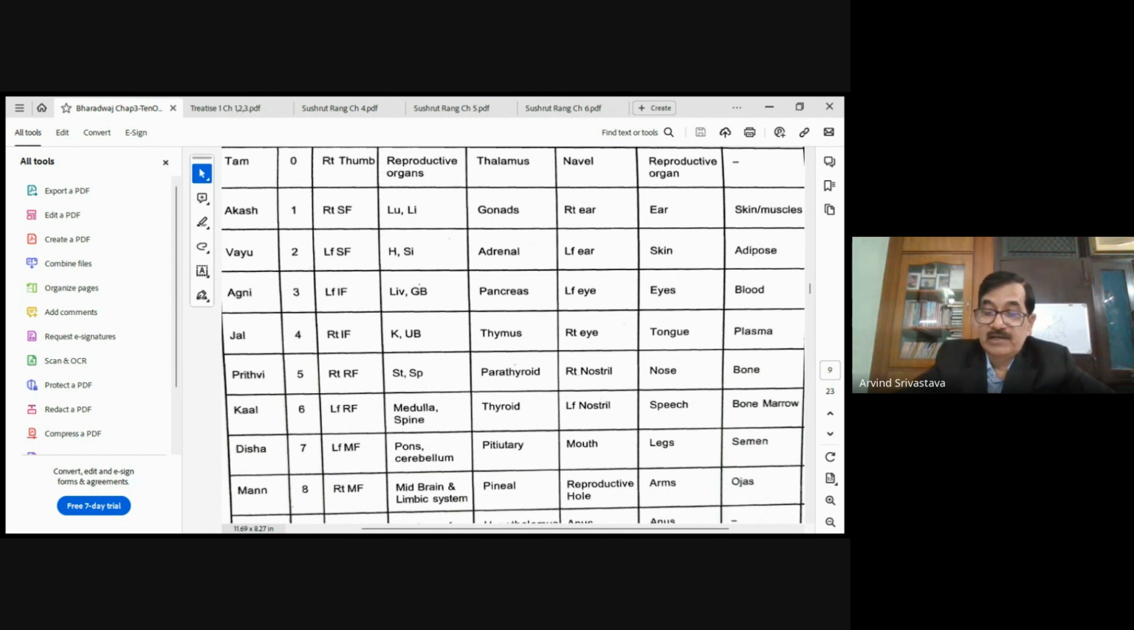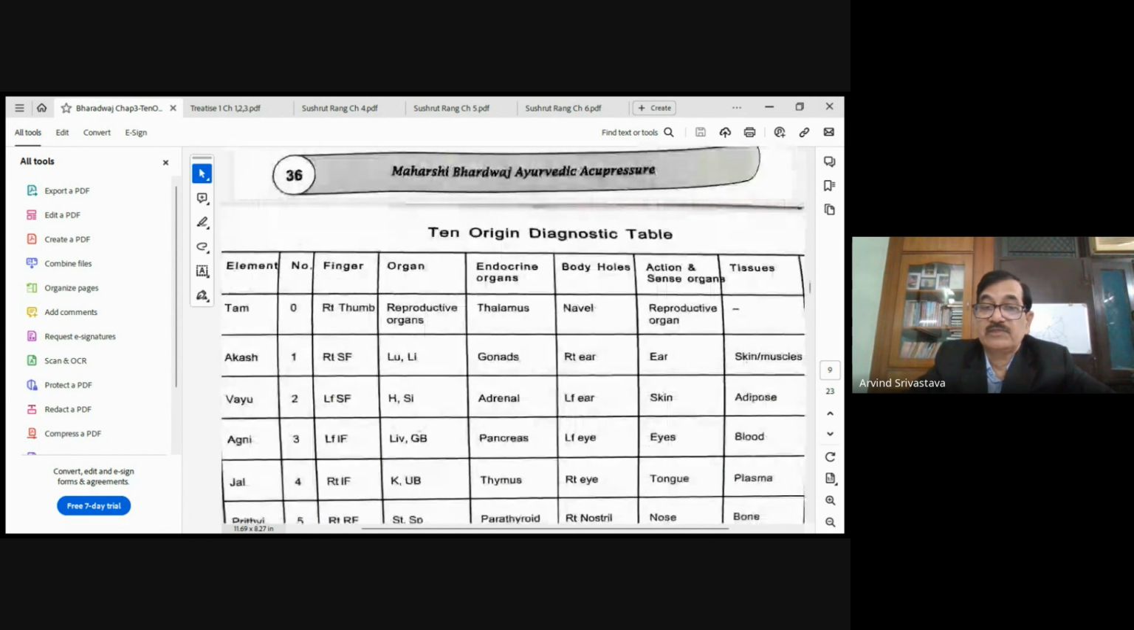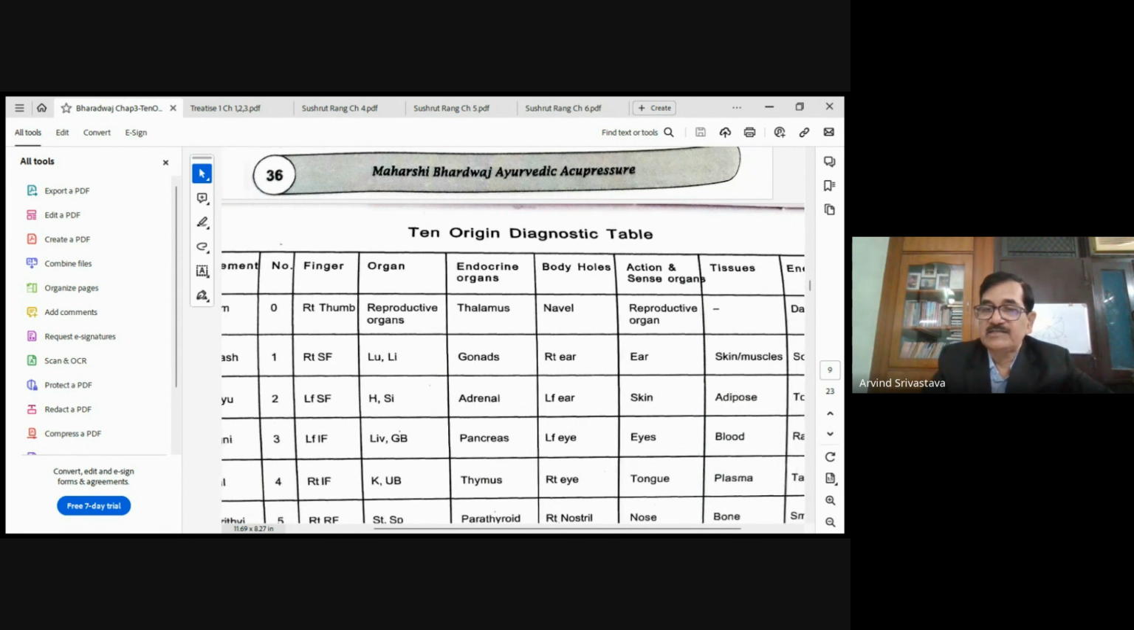So this is the thyroid system. This is the endocrine system. Now, let's first come to action and sense organs. First come to action and sense organs. Now, this is the section now.